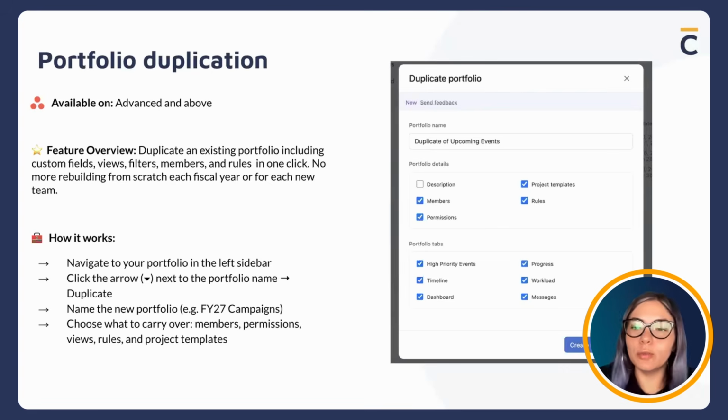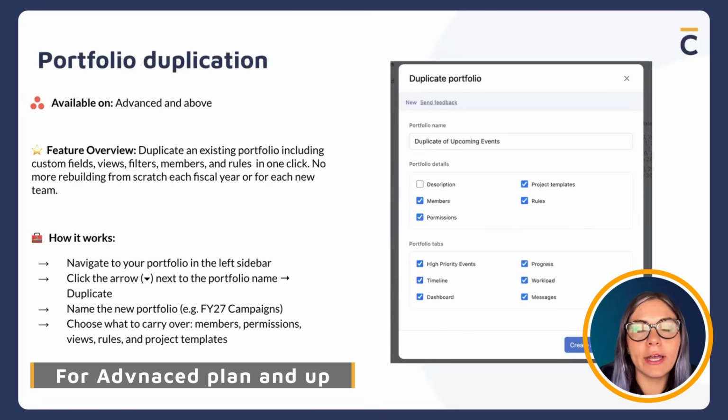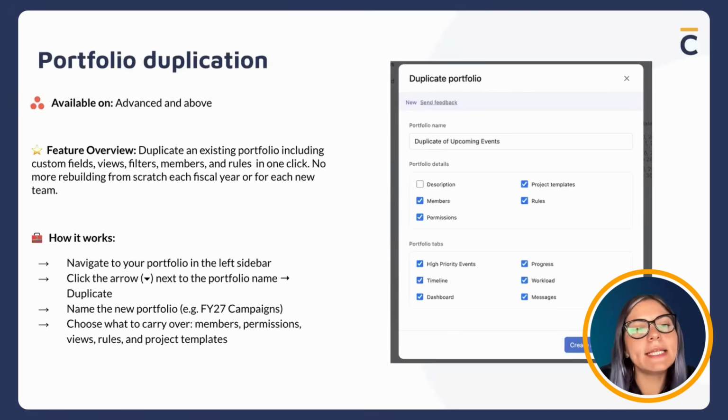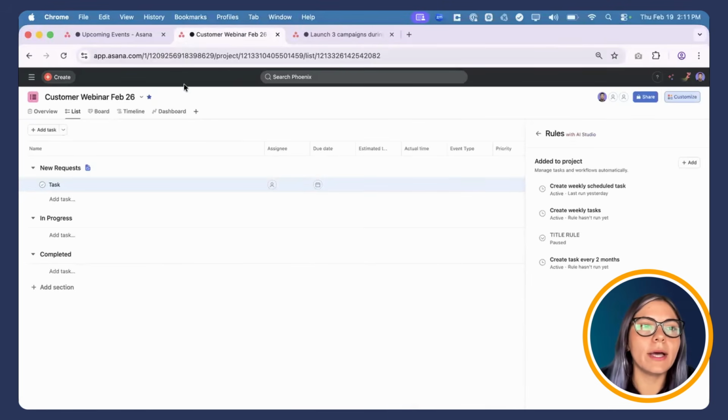We are now able to duplicate portfolios. So if you are on an Advanced, Enterprise, or Enterprise+ plan, you will have the option on any of your portfolios to duplicate your portfolio. So if you're starting the new year or a new quarter and you don't want to create a new portfolio from scratch, including all the custom fields, all the rules, or the linked project templates to that portfolio, you can now duplicate it. I'm going to open up a portfolio.